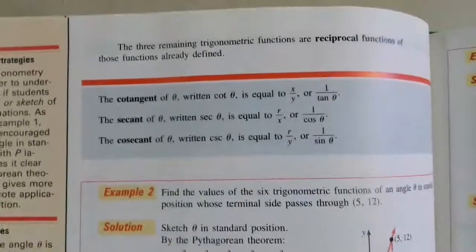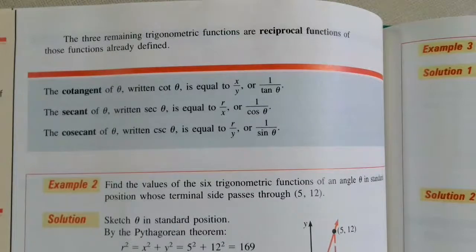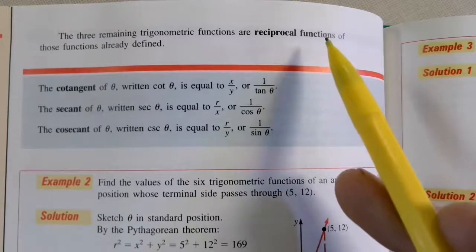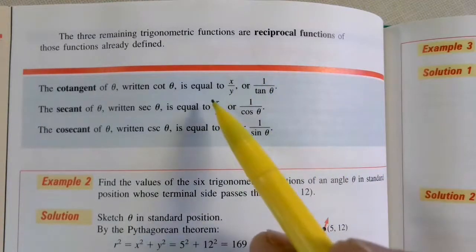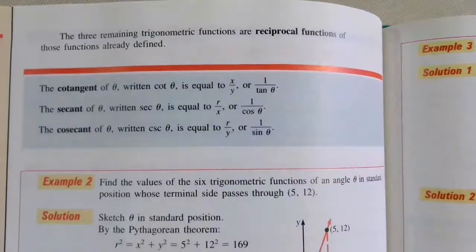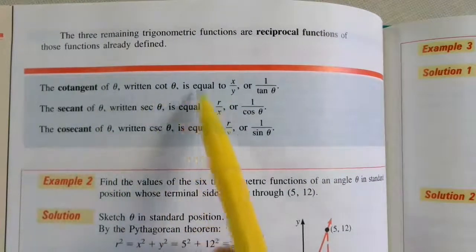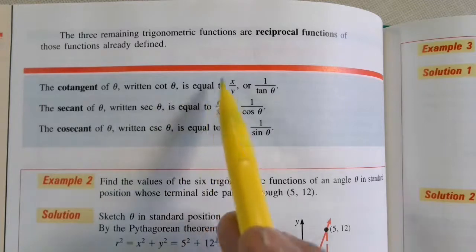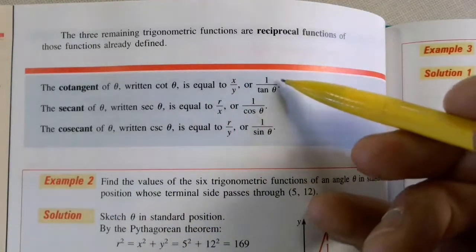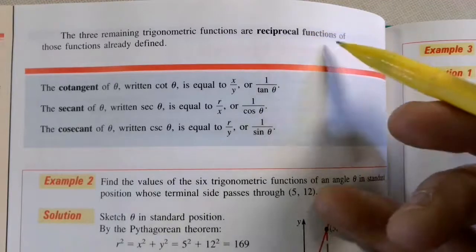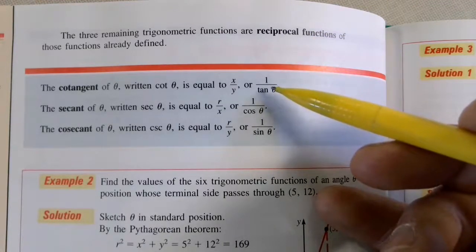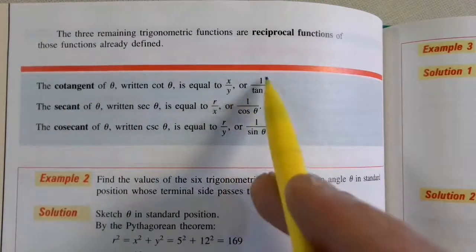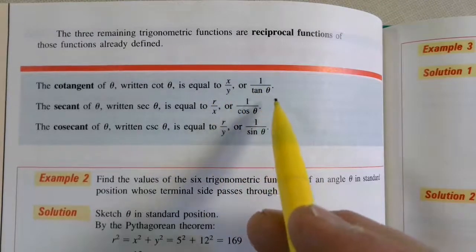Okay. Oh, look at this. Now, there are 3 more trigonometric functions, and they are reciprocal functions. So we have the 3 main ones, and then if you turn the ratios upside down, they're the reciprocal functions. So, the tangent was y over x. The cotangent, written cot theta, is equal to x over y, or the reciprocal of the tangent. These are called reciprocal functions because they literally are the original ones flipped upside down. So cotangent is not y over x, but x over y, or the same thing is 1 over tangent.